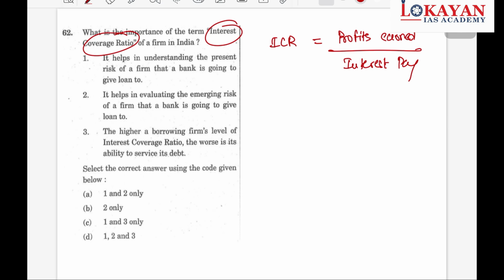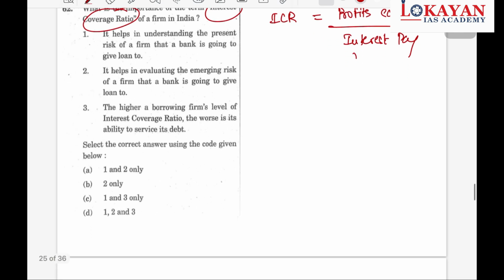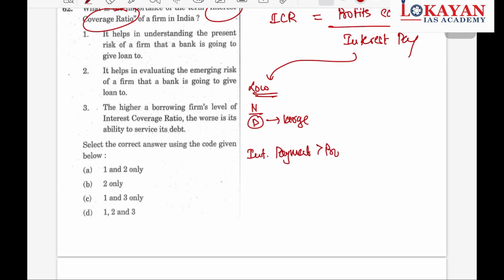Now see the third statement. The higher a borrowing firm's level of interest coverage ratio, the worse is its ability to service its debt. Means if there is a higher interest coverage ratio, then there are fewer chances that the firm will pay the loan. Now let's decode this statement. Suppose interest coverage ratio is low. Numerator upon denominator, this denominator is large. Means interest payment is more than profits. This is the first scenario.